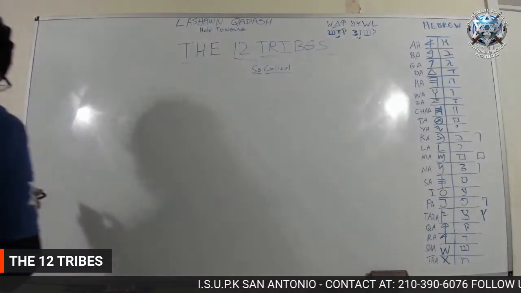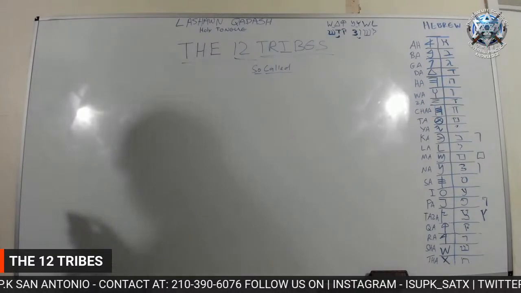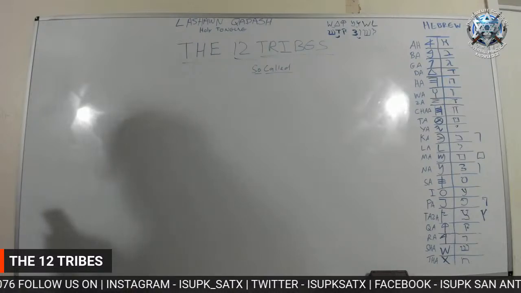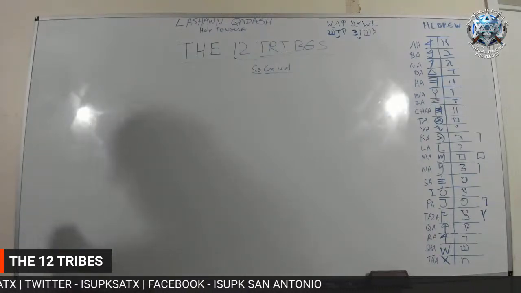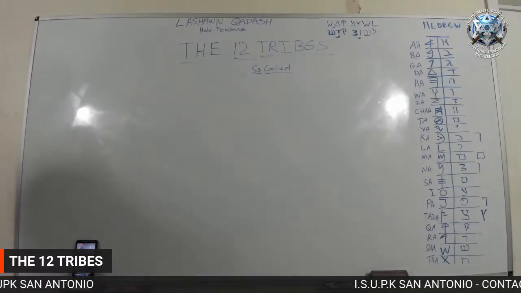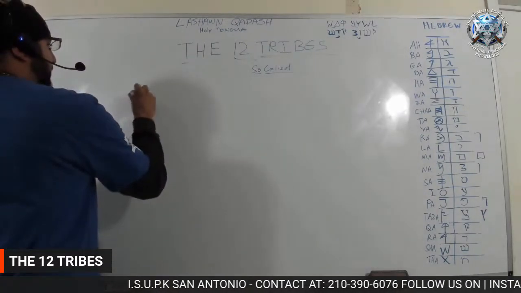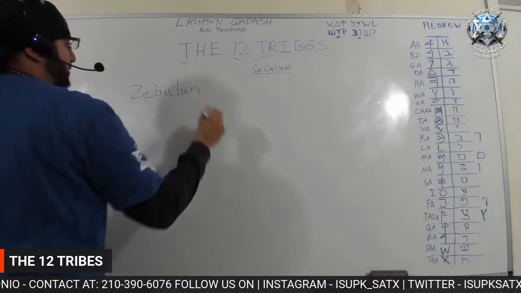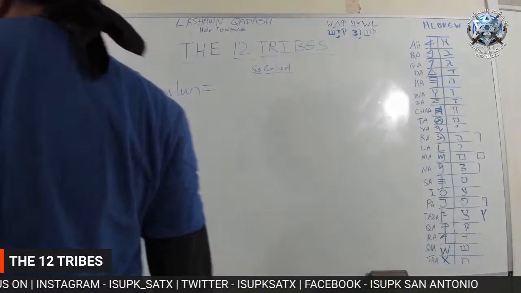Let me make sure I still got this up. All right. So we've done Judah, Benjamin, Levi, Simeon. Now we have Zebulun. Tribe of Zebulun.